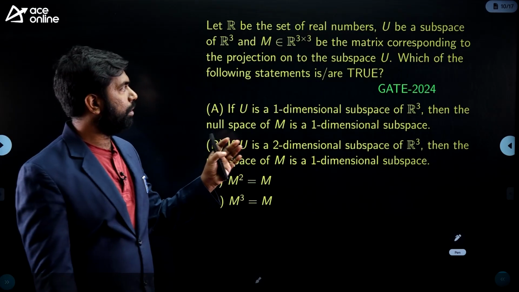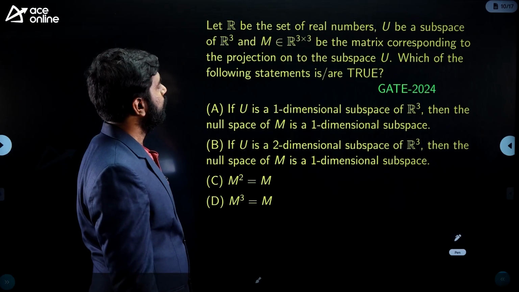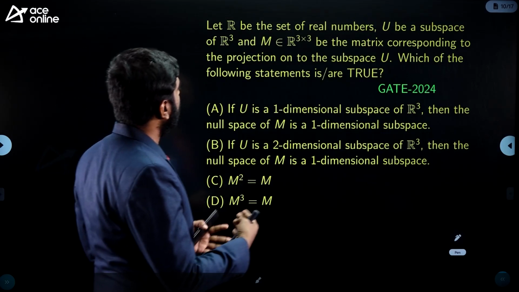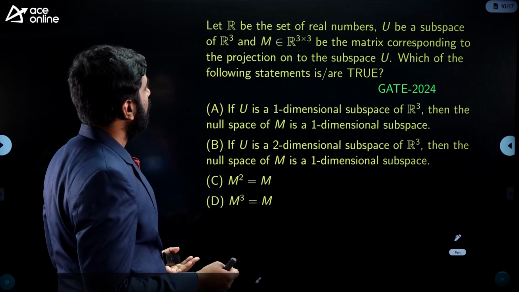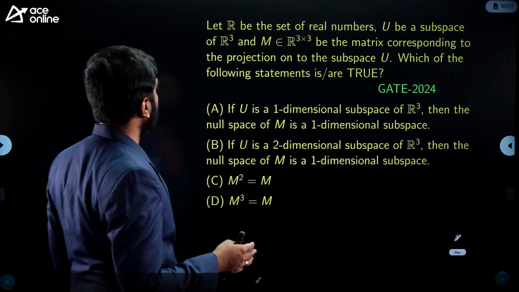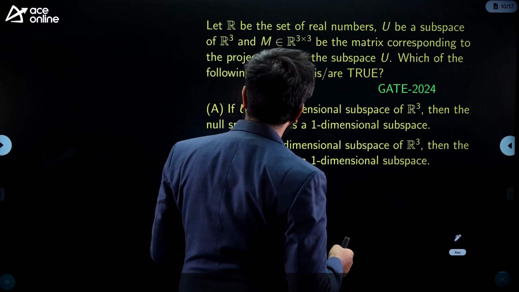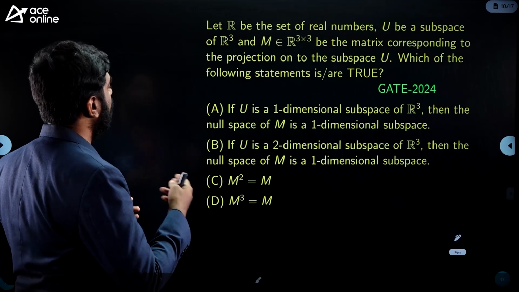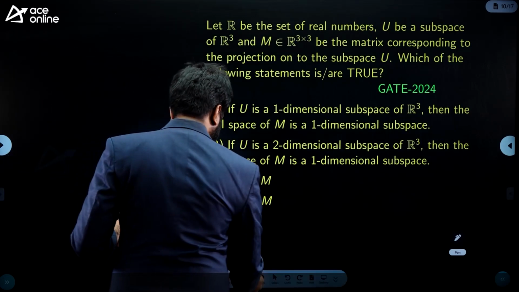This question is about subspace. It says let R be the set of real numbers, U be a subspace of R power 3, and M belongs to R power 3 cross 3, meaning M is a 3 cross 3 matrix, be the matrix corresponding to the projection onto the subspace U. Which of the following statements are true?